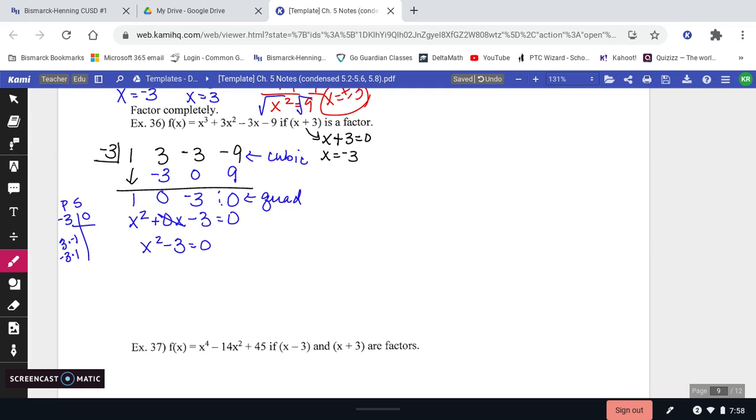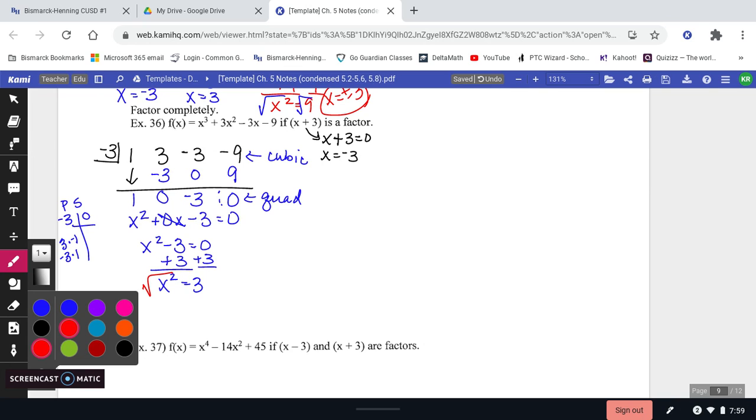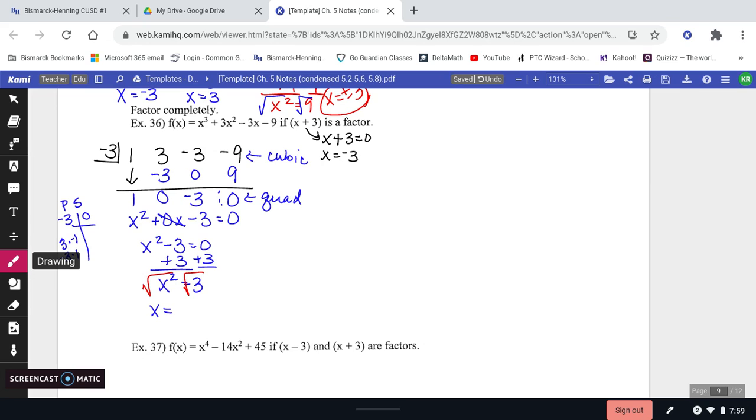Okay, you could go quadratic formula. I wouldn't. I would just go square roots because I can quickly move my 3 to the other side. So I get x squared equals 3. Okay, so now I'm going to square root, and x equals plus or minus root 3.